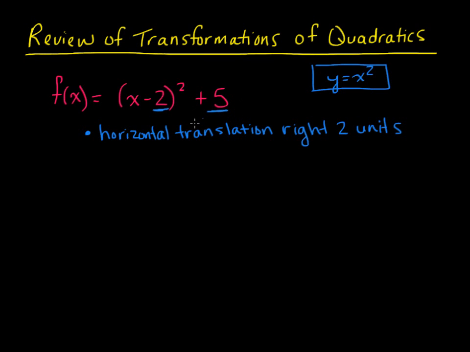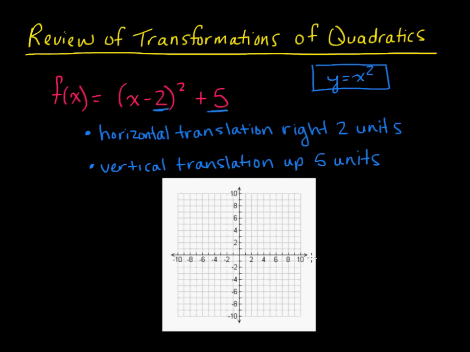This plus 5 here indicates a vertical translation up 5 units. And for this function, f of x, those are the only two transformations that we have to worry about. Okay, so here's our grid. We're going to start by labeling the x and the y-axis, and then we're going to plot our parent function, which is y equals x squared.